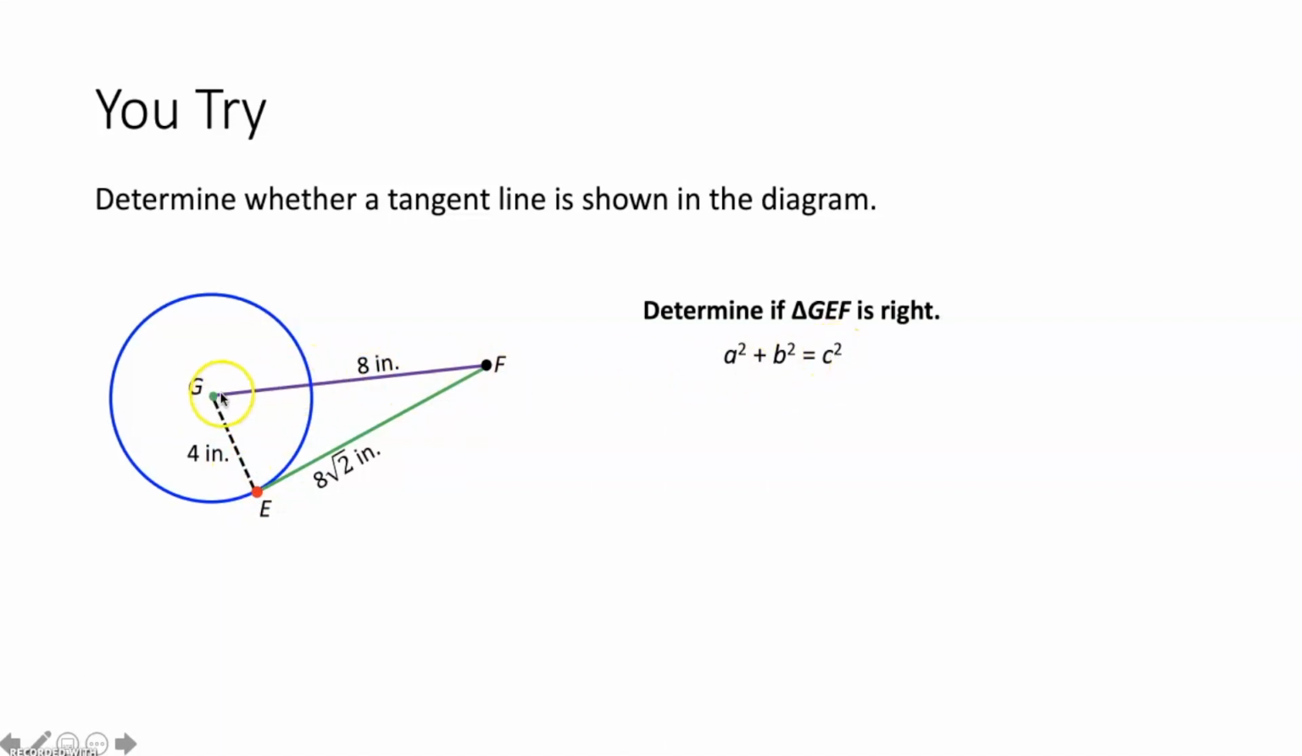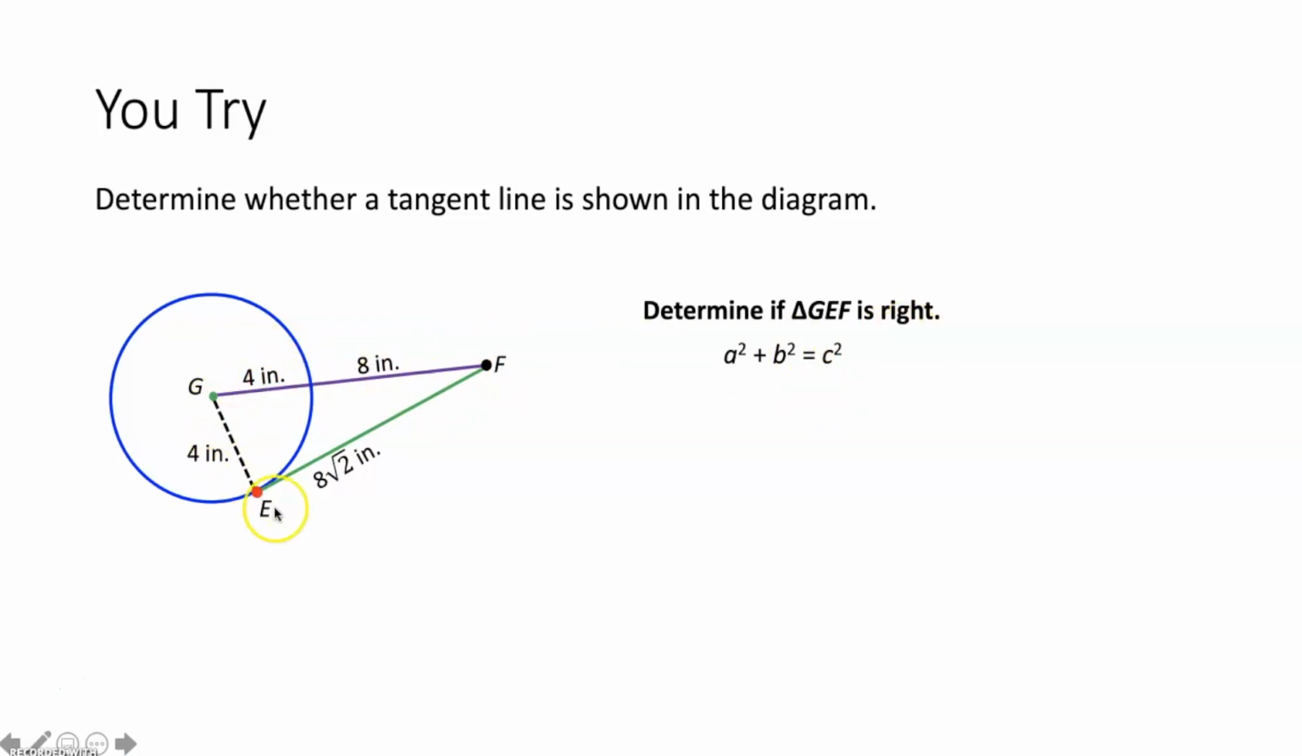But the issue is we're missing a part of segment GF. We don't have this segment right here. Well, we do know that segment GE is 4 inches, and we know that's a radius of circle G. We also know that this segment right here would also be a radius of circle G, meaning that this segment right here, its measure would also be 4 inches. So the measure of segment GF then would be 8 inches plus 4 inches, which is 12 inches. That's what we're going to plug in for C over here.